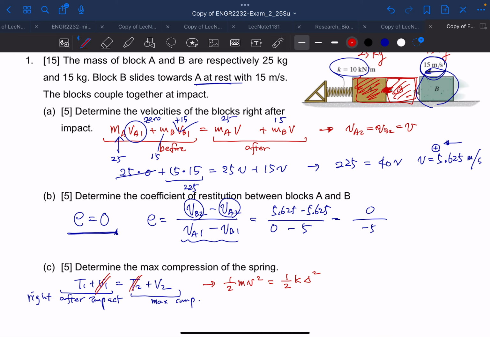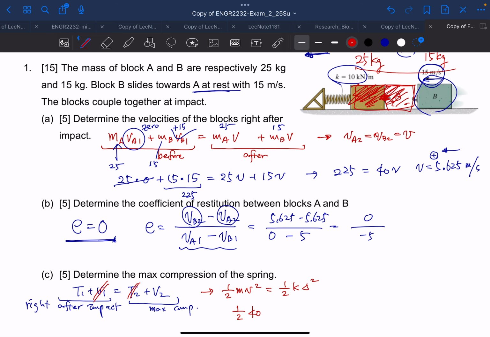So what's that? It's 1/2 m, where m is 40 because this big chunk is moving, so that's a total of 40 kilograms, and the velocity we obtained was 5.625 squared, right? That's going to be 1/2 k, which is given as 10 kilonewtons, so 10 kilo, we have 3 more zeros there, and that delta squared, right? So the half goes away, and if you do a little bit of math, this should give us something like 0.356 meter.